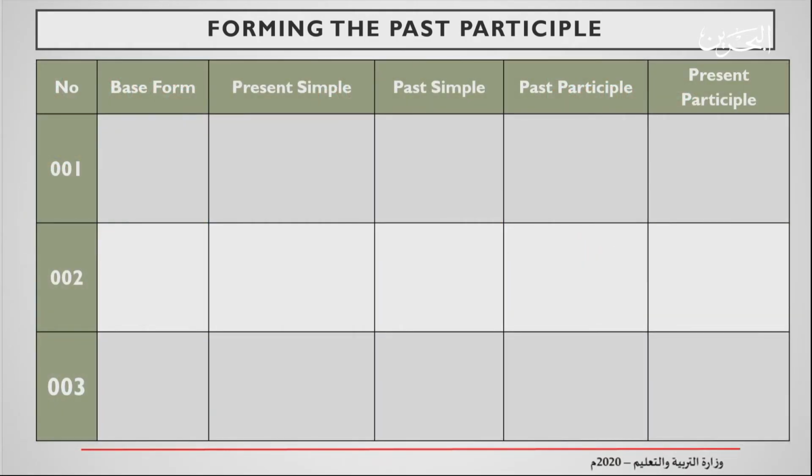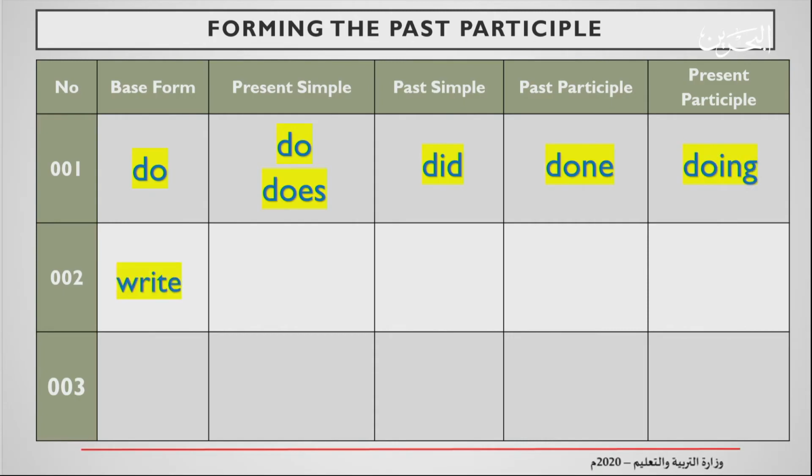If you open a dictionary or if you go online, you will find a similar table to this, where you have the base form, present simple, past participle, present participle. The first example is with do. Do in the base form is do. And then you have do, does in the present simple. Then did. And then done as the past participle. Then doing as the present participle.